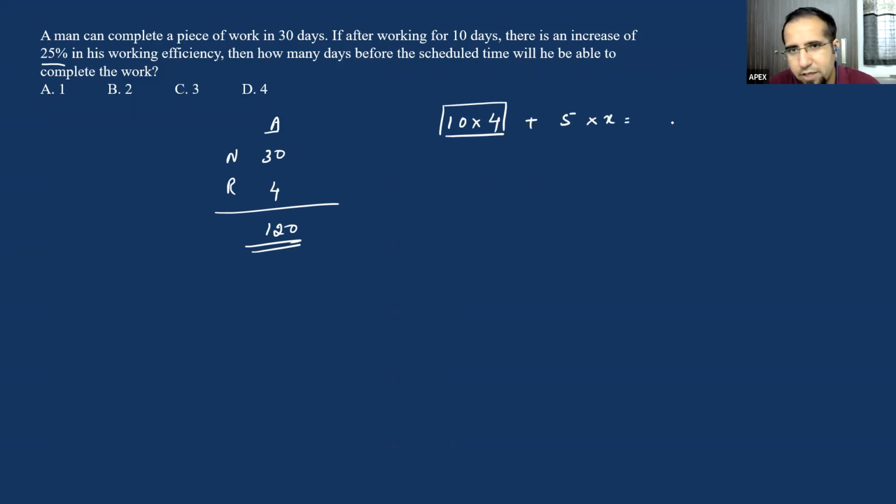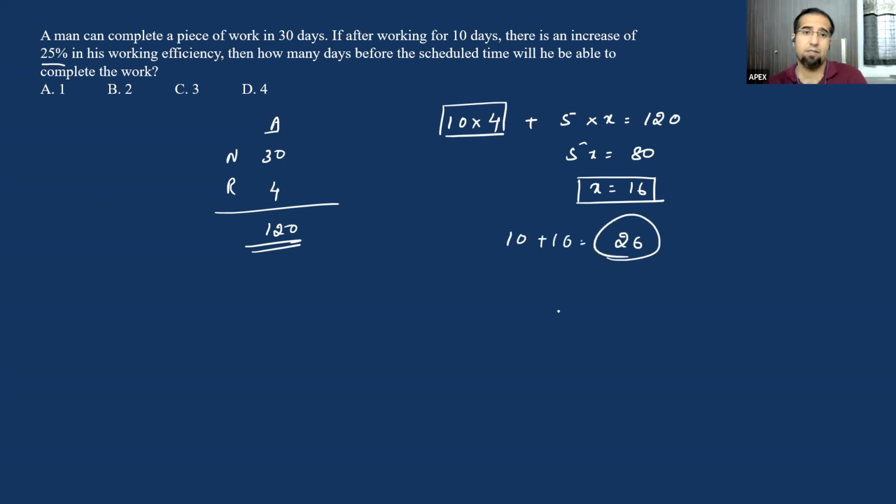I do not know how many days. And now the total work is done. So we get 5x is equal to 80, or we get the value of x is equal to 16. So 16 plus 10. So the total number of days taken here becomes 26. And earlier the planned scheduled completion was 30. So therefore, how many days before the scheduled completion? 4 days before the scheduled completion, the work was over.